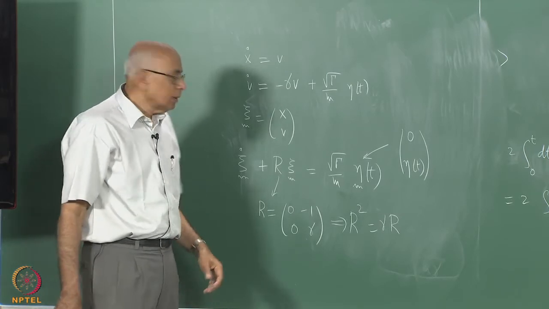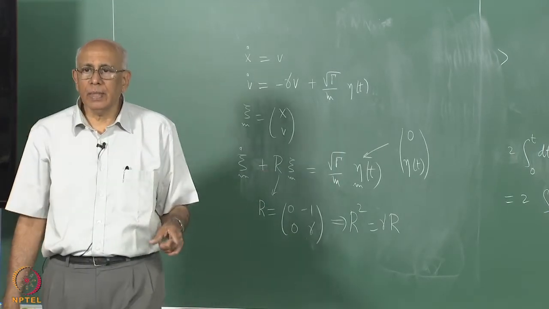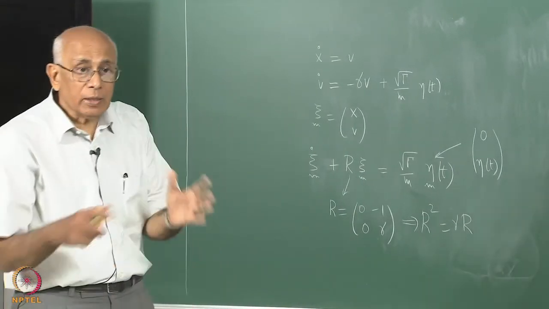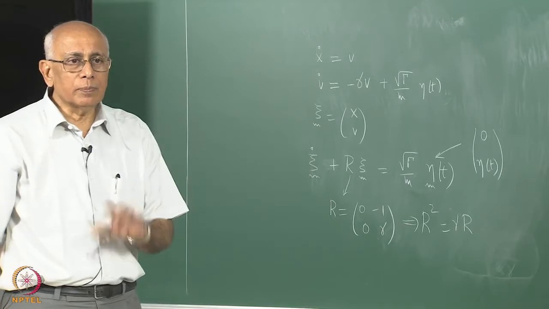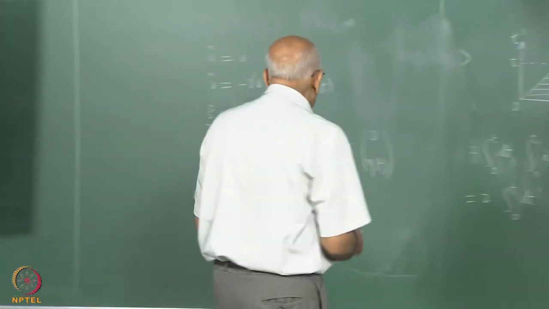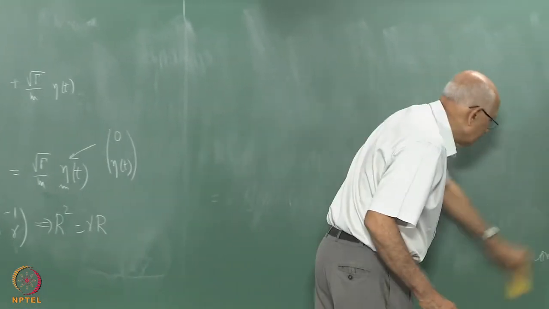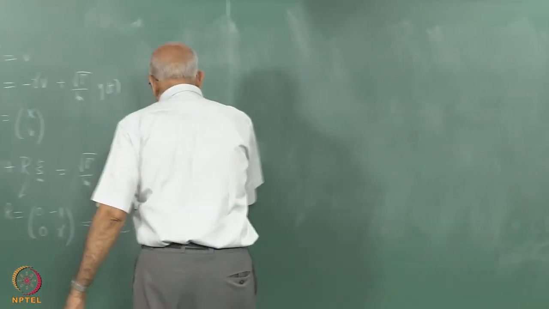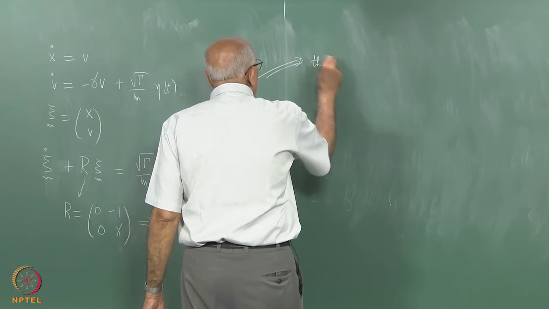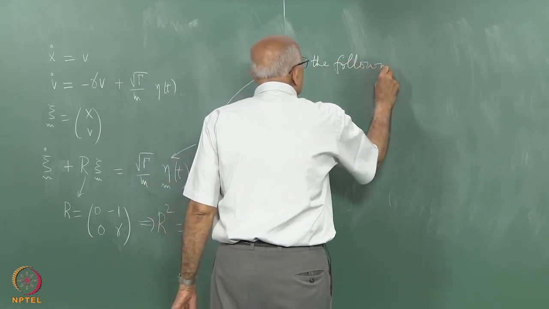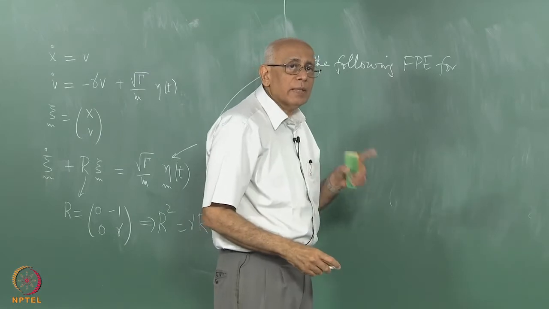But you now ask, just as I have a Langevin equation here with white noise, is this not equivalent to some Fokker-Planck equation? A matrix Fokker-Planck equation this time, it will involve some matrices, etc., but for the joint distribution of x and v. And indeed, that is so. This implies the following Fokker-Planck equation for the density of x and v together.